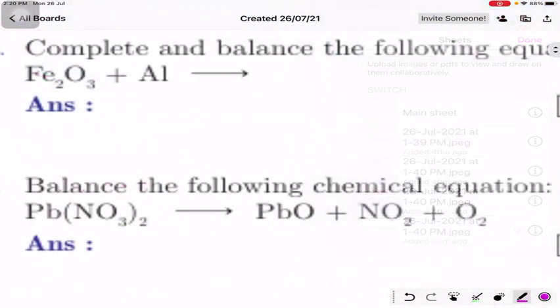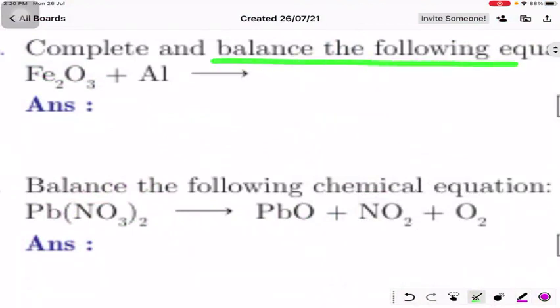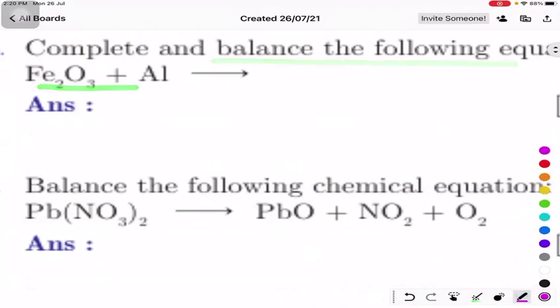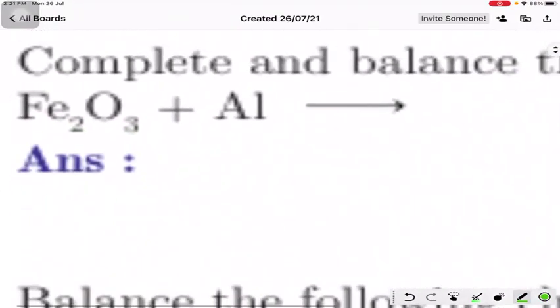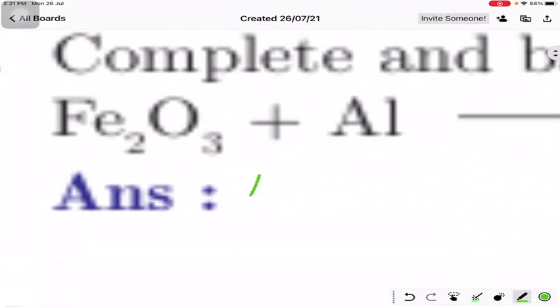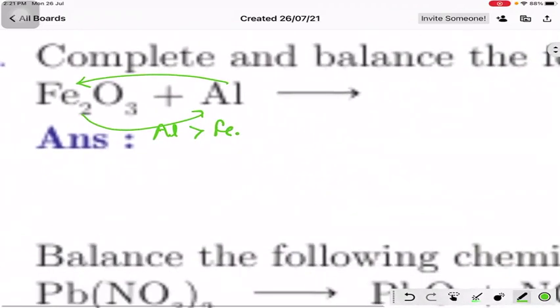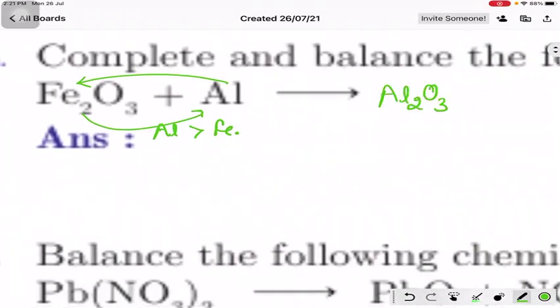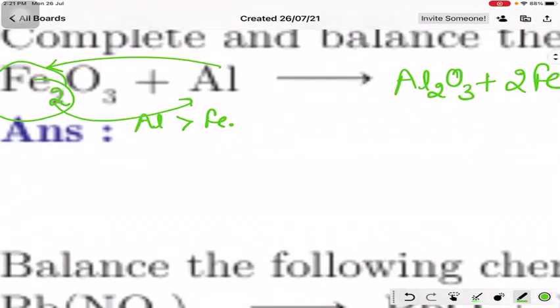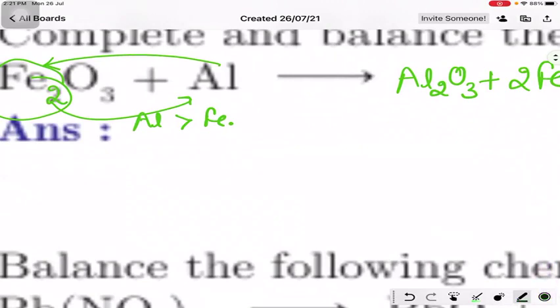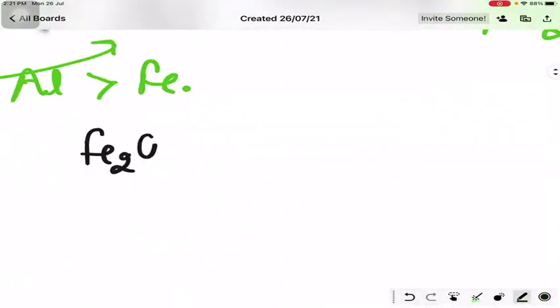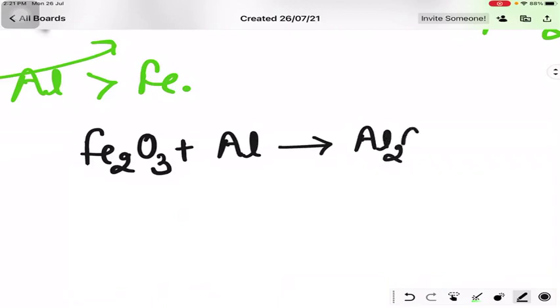Last question. Complete and balance the following equation. Very important, very common question in 10th class. So this is your equation, Fe2O3 and Al, and we know that aluminium is more reactive than iron. So just exchange their positions. So we will be getting Al2O3 plus 2Fe, because there were 2 iron atoms in the formula. Now we can further write it. This is actually Fe2O3 plus Al, and it is giving Al2O3 plus Fe. Now what is the rule?